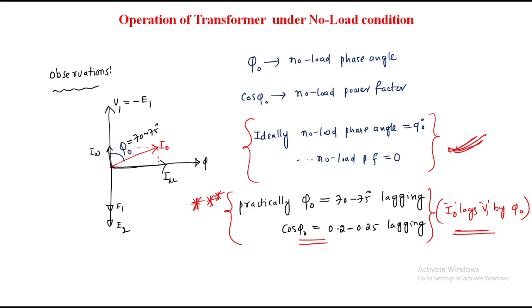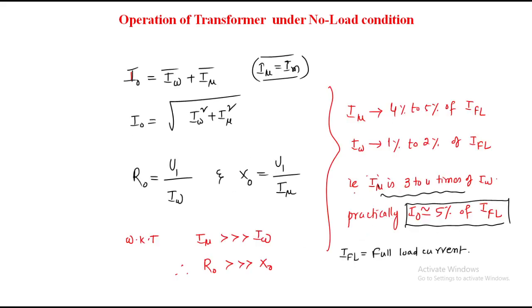And what are the observations? Ideally the no load angle is 90 degrees and the no load power factor is 0. But practically the no load phase angle is 70 to 75 degrees, and the power factor is 0.2 to 0.25. And these are the important observations regarding I mu, IW and I naught. Thank you.